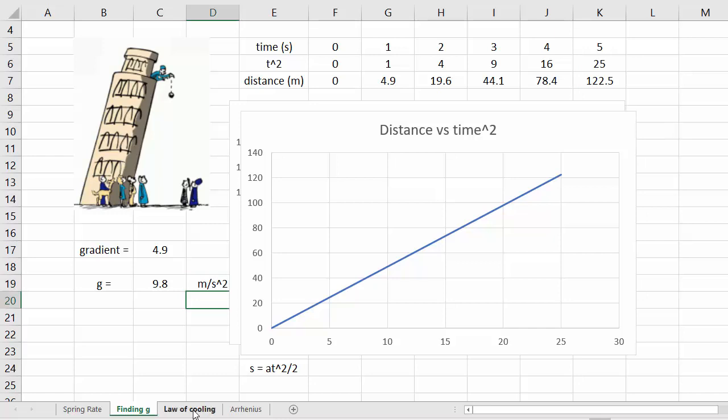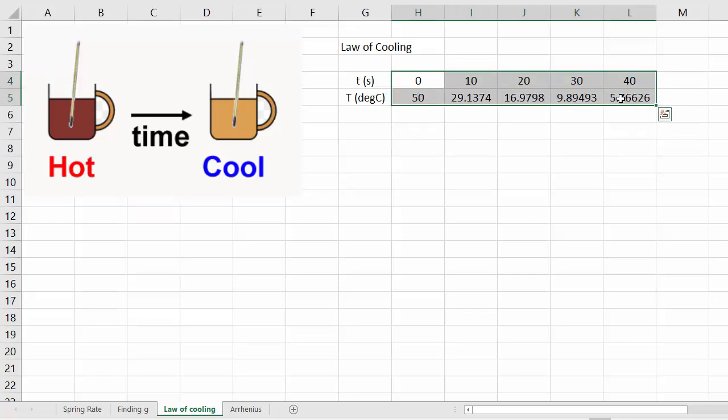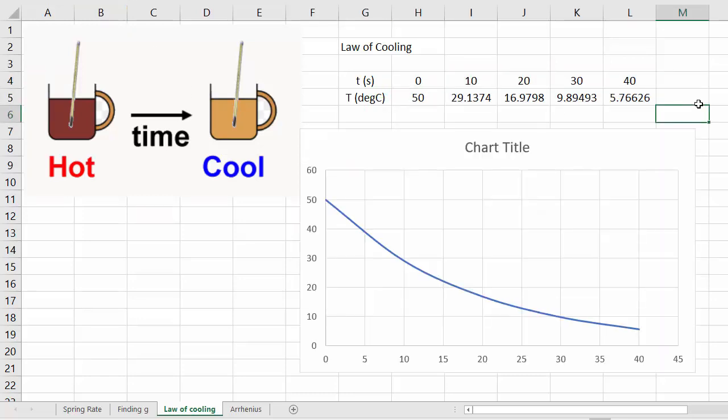For our third example, we're going to look at the rate of cooling of a hot object. We've measured the temperature for a given series of time. Time is the independent variable and temperature is the dependent variable. So let's start by drawing a graph. Clearly that is not a linear graph, so we need to think about the equation.